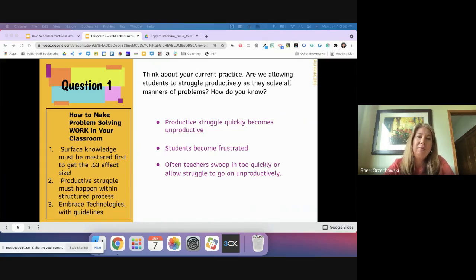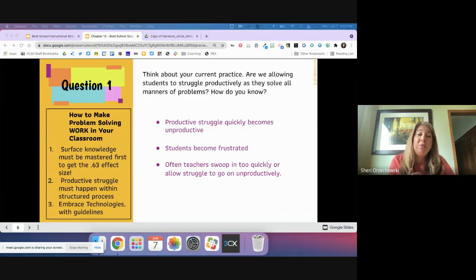So they really mentioned that the background knowledge has to be mastered first before students can struggle productively through a problem. And then, of course, the productive struggle has to happen, but there needs to be a structured process. They mention a 3-step process, where you check in to make sure they found an entry point, check back in the middle to make sure that they are coming towards the solution, and then right at the end that they're getting towards the answer.